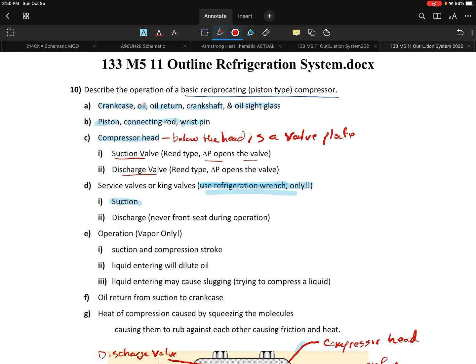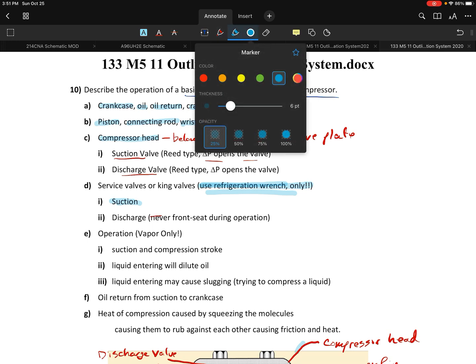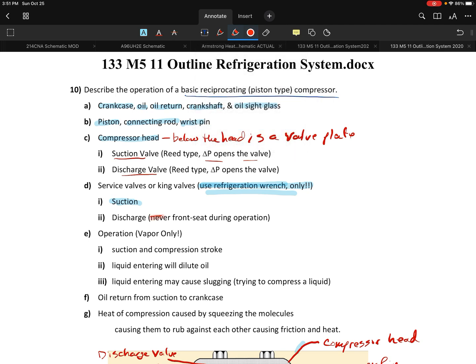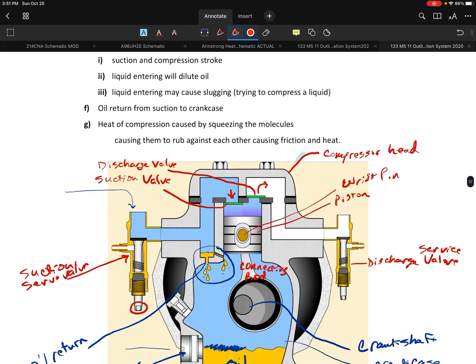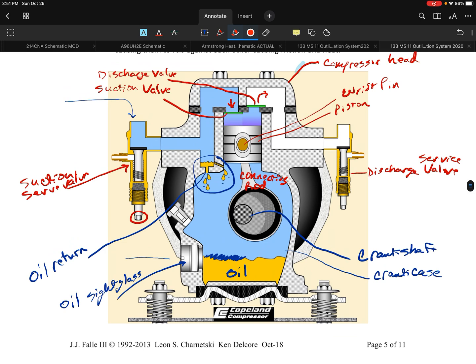There's one major note to make. I'm going to highlight that just like that. It says on here to never front seat during operation. Now let's talk about front seat and back seat and all these positions on these devices. The first thing that I'll hit on right now, down below here, this one is shown this way, and I'm going to do this one in blue over here.